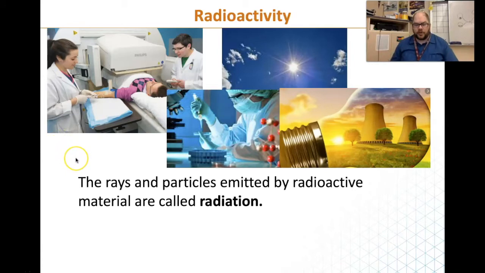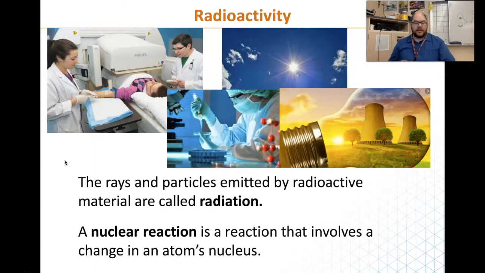So the rays and particles emitted by radioactive material are called radiation. Anytime that you hear somebody say radiation, that's what they're referring to. They're actually referring to the rays of energy or particles that are given off by the atom. The atoms will give off particles, and it's called radioactive decay, which we'll talk about.